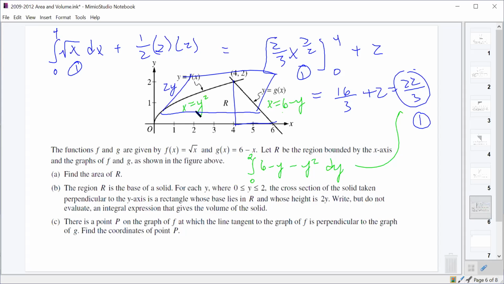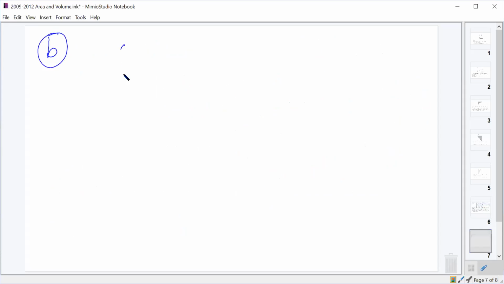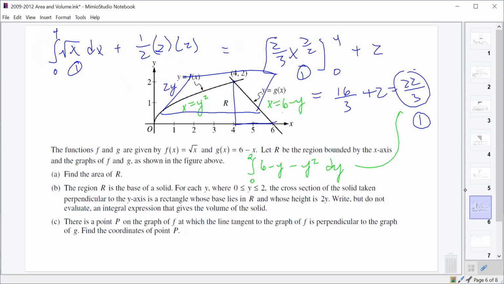So the area of each one should be the base times 2y. And so all we need to do is integrate from 0 to 2 of 2y times the base. And the base was, like we said before, 6 minus y squared, dy. That 6 minus y squared just comes from the length between the rightmost function and the leftmost function. And we have to do it in terms of y, which should be pretty obvious since they're telling you from y equals 0 to y equals 2, and it gives you the height in terms of y. It says that the cross sections are perpendicular to the y-axis, so it's got to be in terms of y. Any questions there on part B?